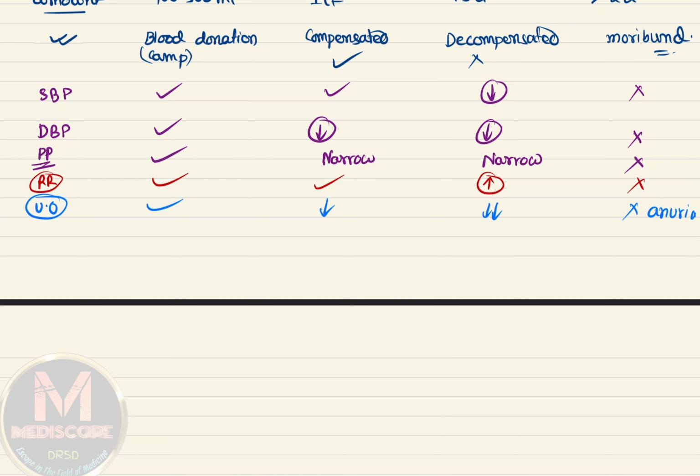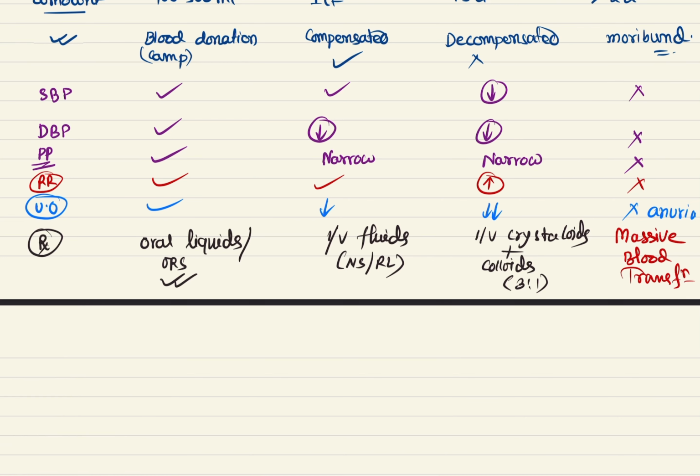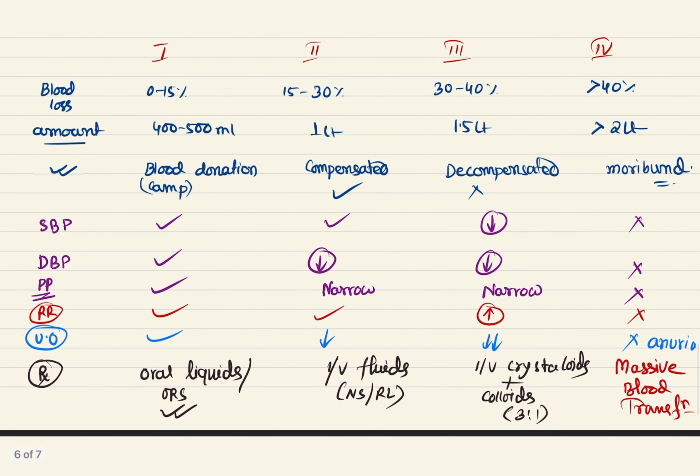Very important thing, how we are going to treat it. In stage 1, we can just give oral liquid or ORS. That is also provided in blood donation camps. In stage 2 you have to give IV crystalloid, that is NS or RL, and you have to add colloid in stage 3 in decompensated shock, at a 3:1 ratio. So IV crystalloid and colloid 3:1. But in stage 4, you need massive blood transfusion. We'll be discussing massive blood transfusion just after a few minutes.